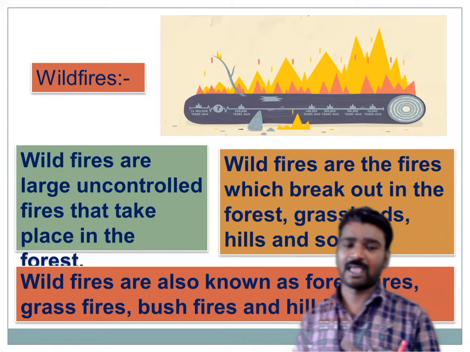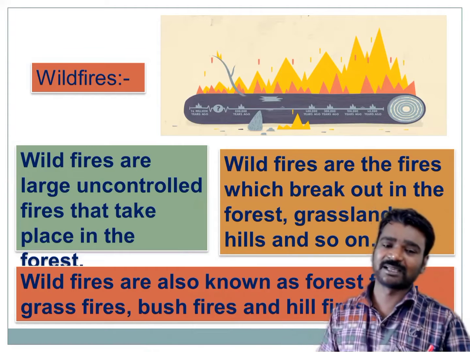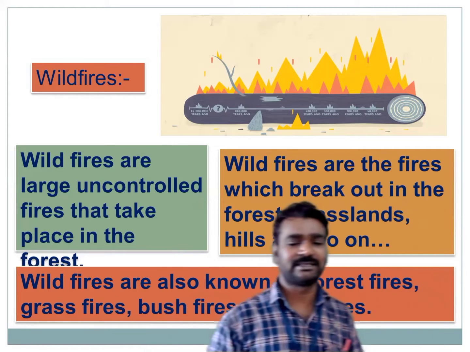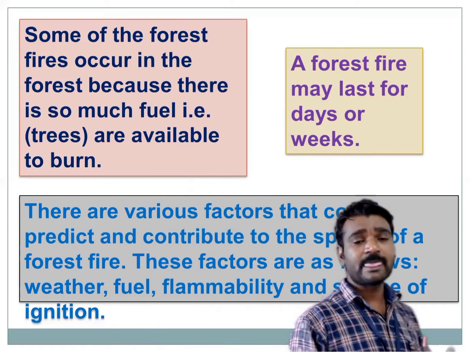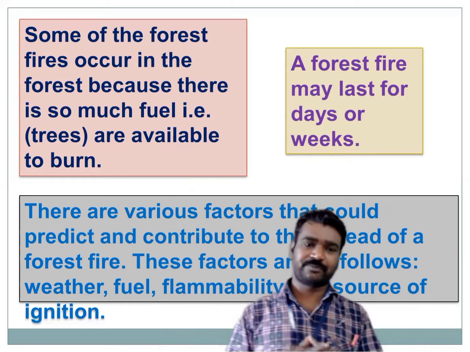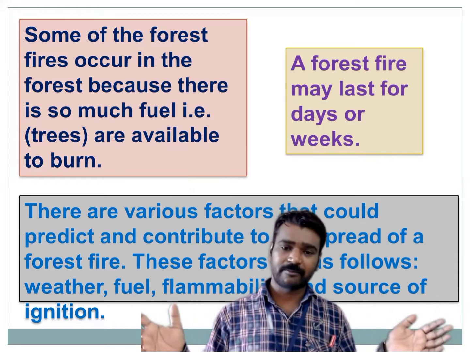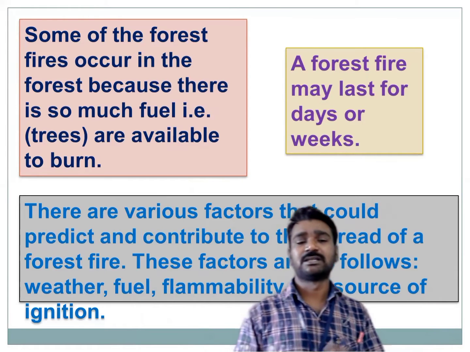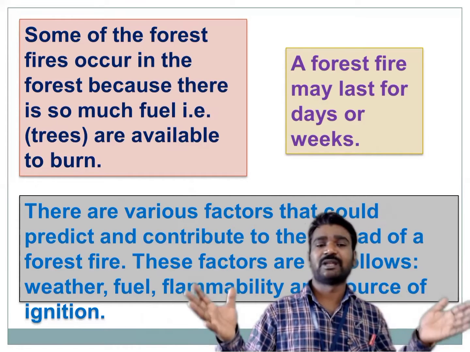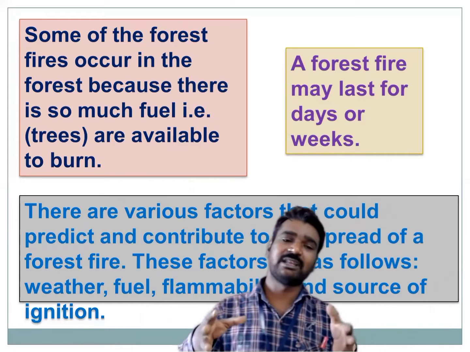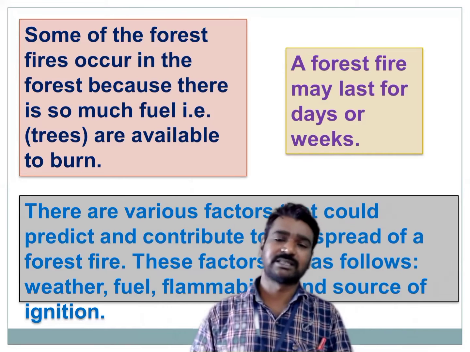These wildfires can also be called forest fires, as they can erupt in the grassland. So we can call them grass fires, bush fires, and even hill fires. Some of the forest fires occur in the forest because there is so much fuel. For a fire to spread, fuel is required, and lots of fuel is present in the form of trees available in the forest.